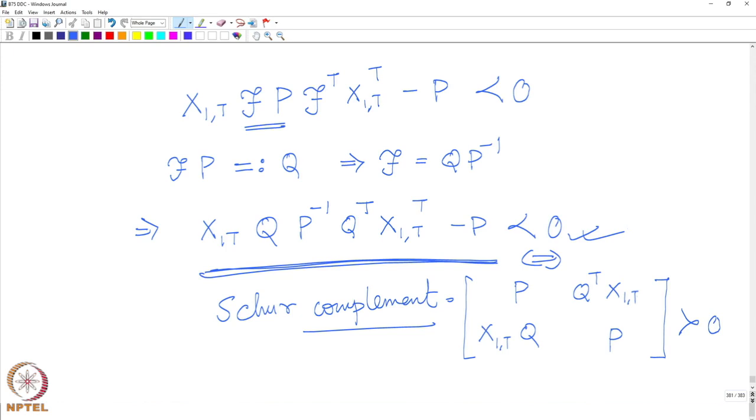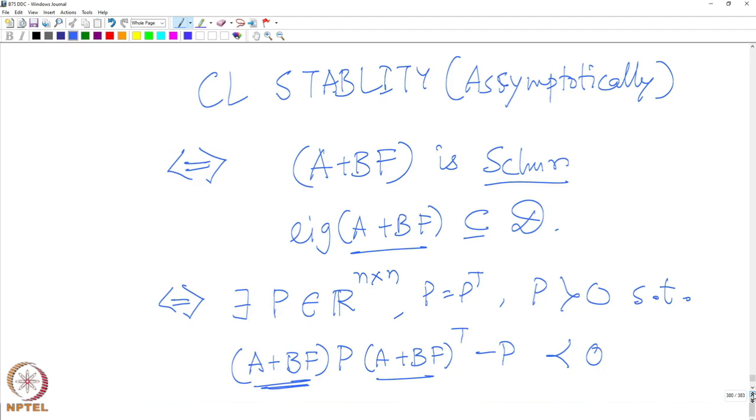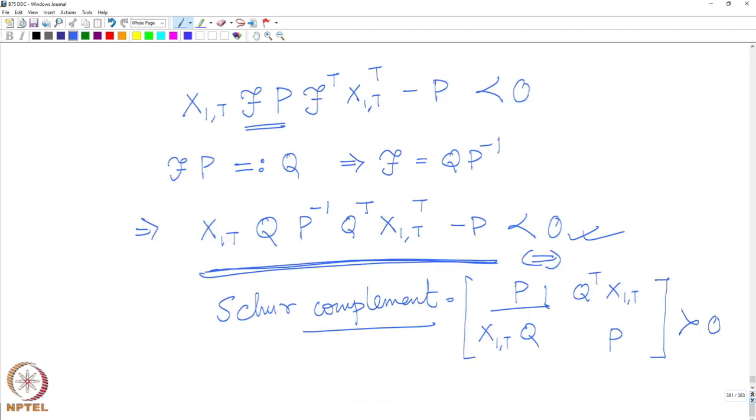Just verify what is the Schur complement of this guy. P is positive definite, we know that is what our assumption was. So, if P is positive definite, then I put them down in this matrix form, and it turns out that the Schur complement of this guy is P minus x1 T Q P inverse Q transpose x1 T transpose. I hope I have not made a mistake about the sizes. This x1 T should be fine.